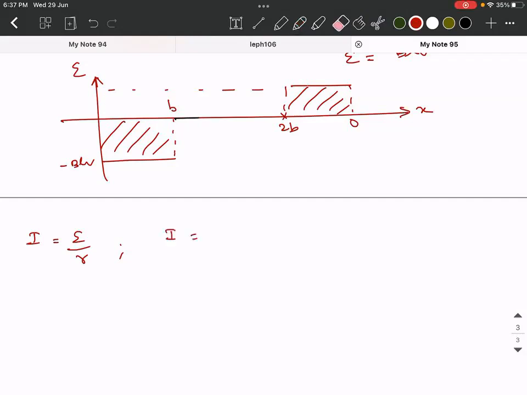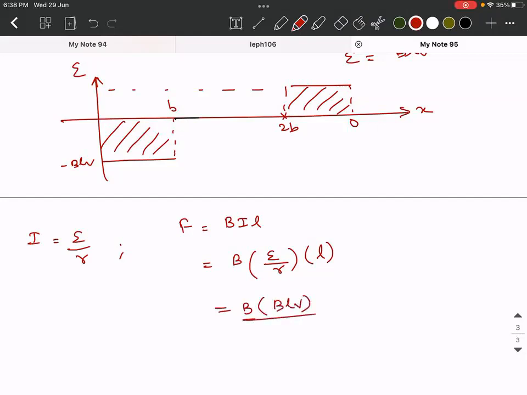So when you calculate I, how do you calculate the force? First of all, when current is flowing through a conductor and the conductor is placed in the presence of an external magnetic field, what will happen to it? It starts experiencing a force of value B into I into L. What is the value of B? B only. I is E by R. And L is the length of the conductor. Is it clear? So B into, what is the value of E? BLb divided by small r into L. So you will get B square L square b divided by R. This is the force experienced by the conductor.